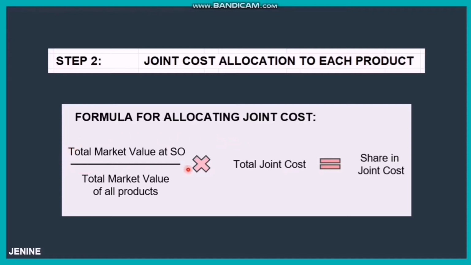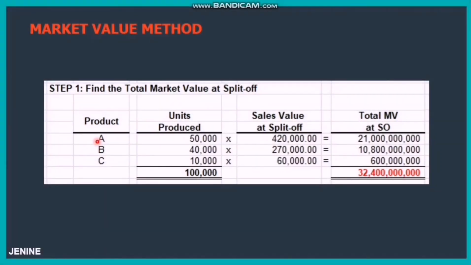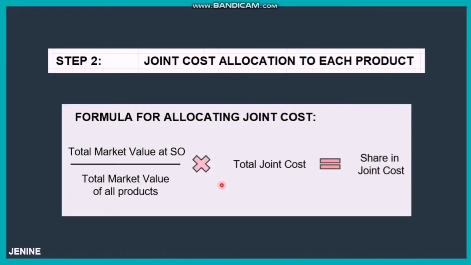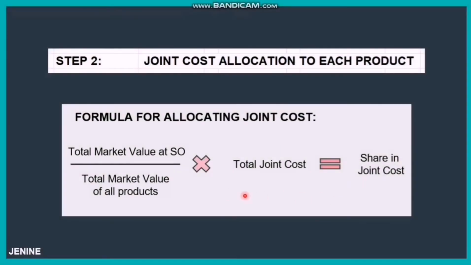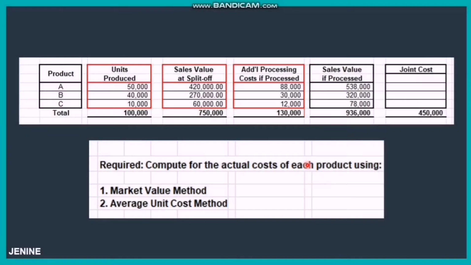Again, itong total market value at split off, makukuha natin yan dito sa table, which is yung total market value ng kada product, which is yung 21 billion, 10 billion 800 million, and yung 600 million. Itong total market value of all products, ito yung kinuha natin sa step 1, which is yung 32 billion 400 million pesos. And yung total joint cost, mahanap ulit siya sa problem, which is yung 450,000 pesos.